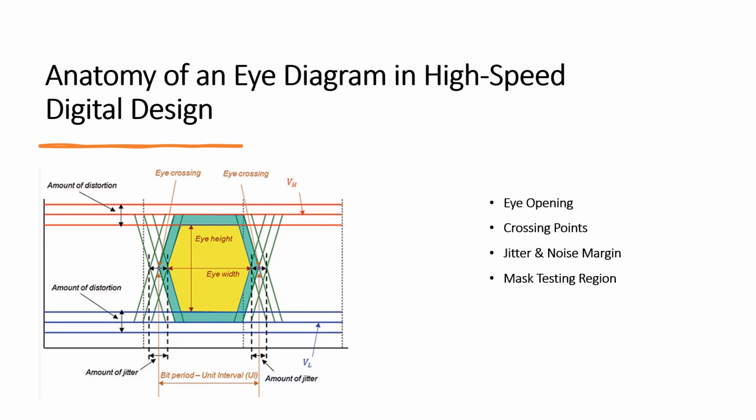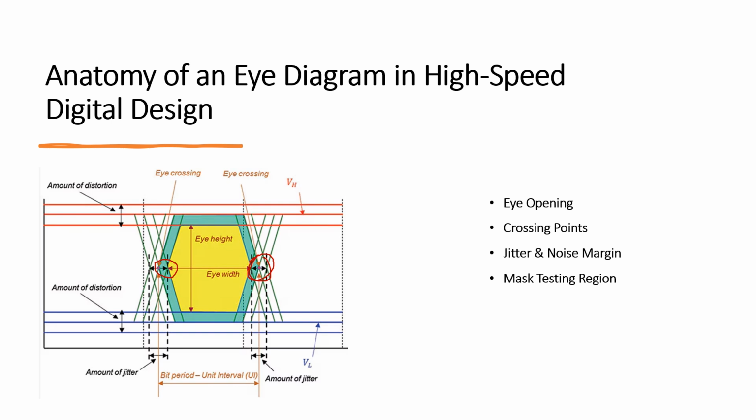Then comes the crossing points. Crossing points are where the signal transition occurs. The consistency of crossing points reflects the clock stability and timing accuracy. As you can see over here, these are considered the crossing points. Then comes the jitter and noise margin. The horizontal variation that you are seeing over here is considered to be the jitter, and the vertical distortion that you are seeing over there is considered to be the noise. Jitter impacts the signal timing, and vertical distortion, that is noise, impacts the amplitude.